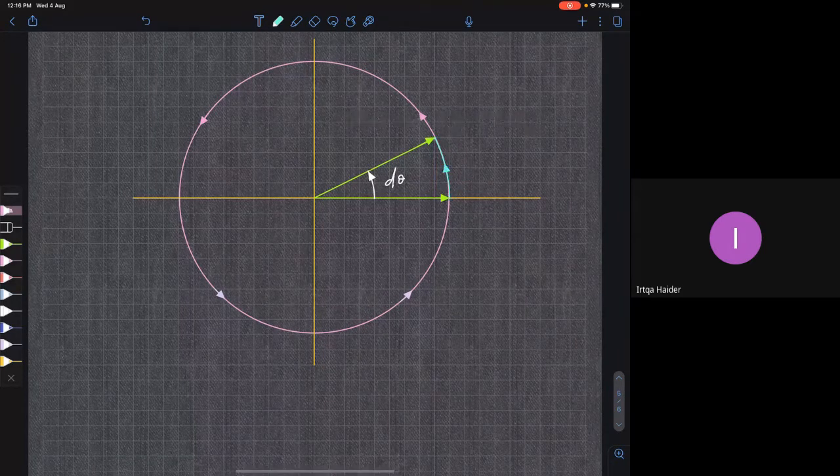Okay. Now, if this d theta is very small, this line dl will almost be a straight line. Do you agree? I'm not drawing it very small because you cannot see, but if it is very small, you imagine it will be a straight line. Do you agree?